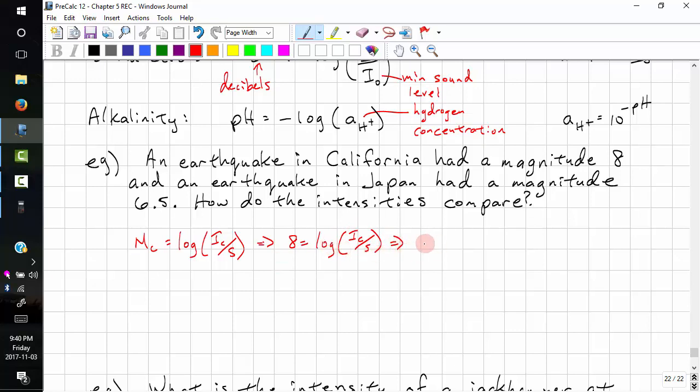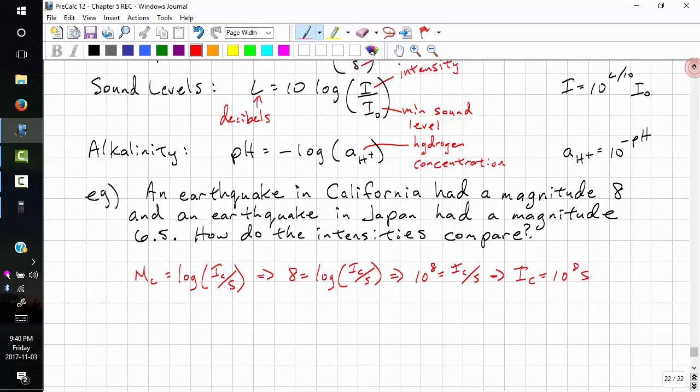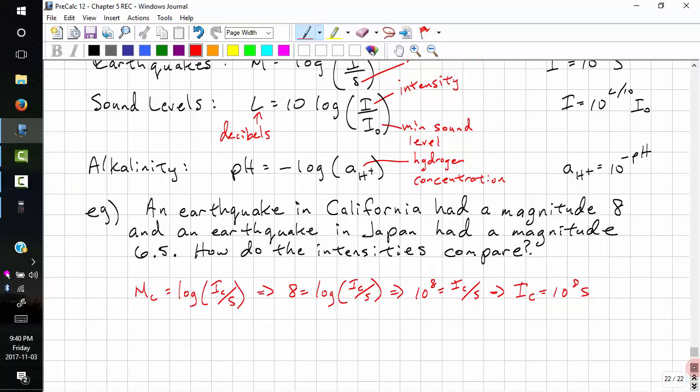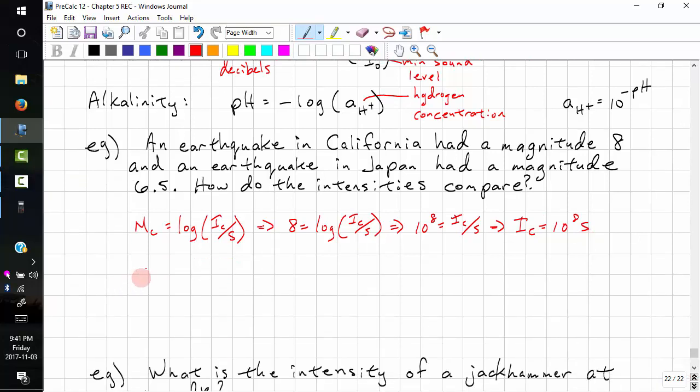Now we exponentiate both sides with a base of 10. 10 to the power of 8 equals IC over S. So IC equals 10 to the power of 8 S. And it would have been simpler if we just used this formula, but I wanted to show you how we do the full calculation. So IJ, we'll just use the formula, is 10 to the power of 6.5 S.